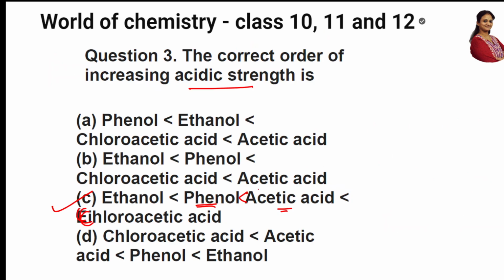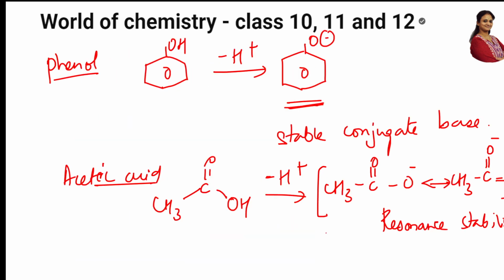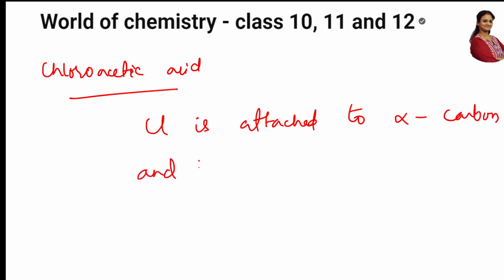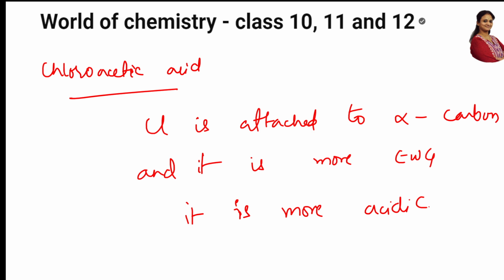See here, chloroacetic acid is stronger in this case because it has an electron withdrawing group, and that electron withdrawing group is attached to which carbon? Alpha carbon. Once again, in chloroacetic acid, chlorine is attached to the alpha carbon, and it is more electron withdrawing. That's why it is more acidic. Okay, more acidic. Now go back to the question, understand again.